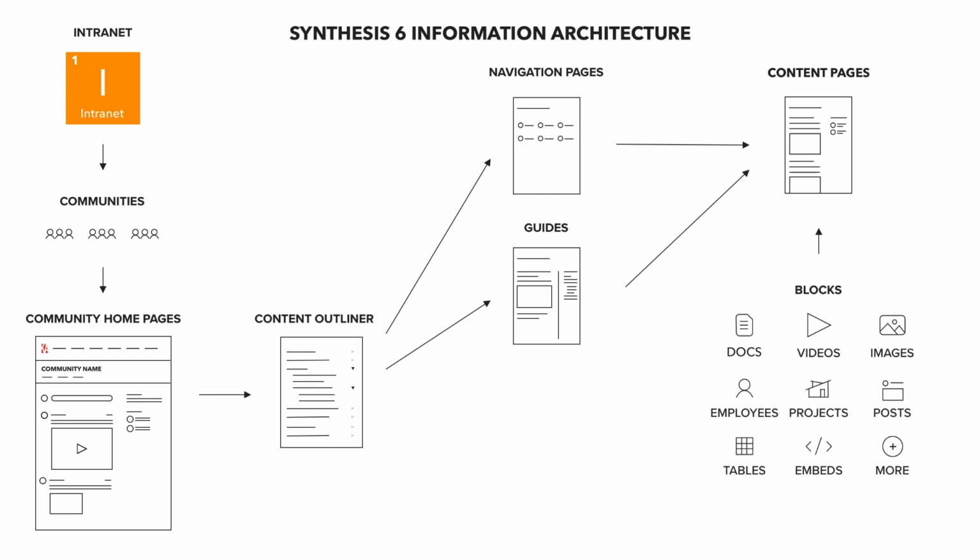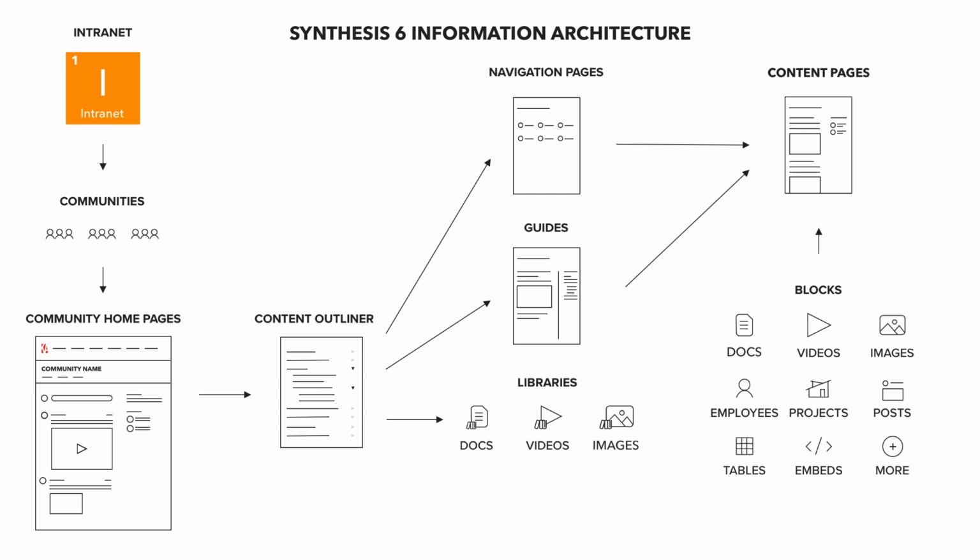Let's take a minute to recap what we've covered so far. We've talked about communities and community homepages. We've introduced the content outliner. We've looked at navigation pages and guides as tools for organizing large collections of resources, and talked about content pages and blocks. The final two topics I'd like to introduce are libraries and links.